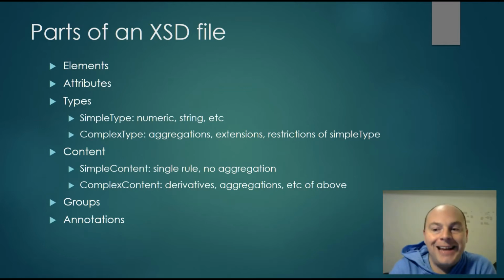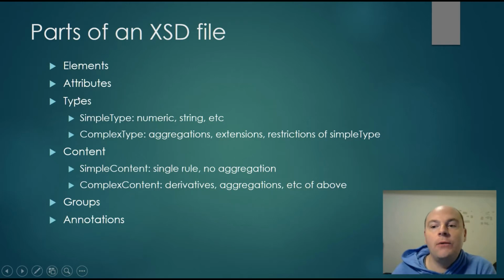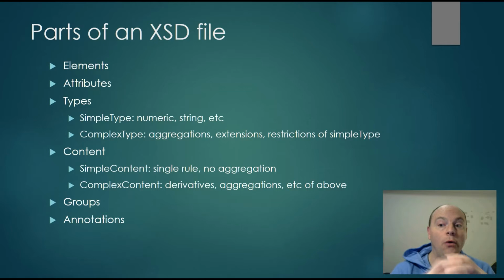So the parts of an XSD file are as follows. You will define elements. You will define attributes. These are actual tags inside of an XSD file. You also define what we call types, which allows us to do a lot of reuse and expansion. So you can start out with kind of an object-oriented view. You can start out with a basic type that all things might have, and then extend it or restrict it later on. For example, there are simple types like numeric, string, and date, which is obviously a restriction of string.